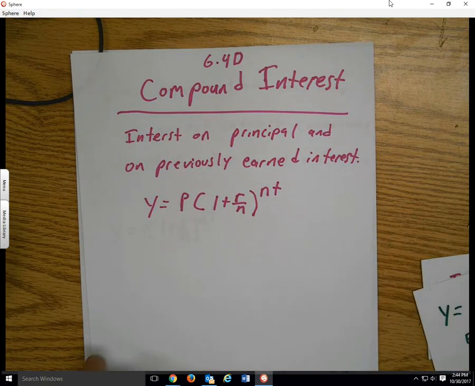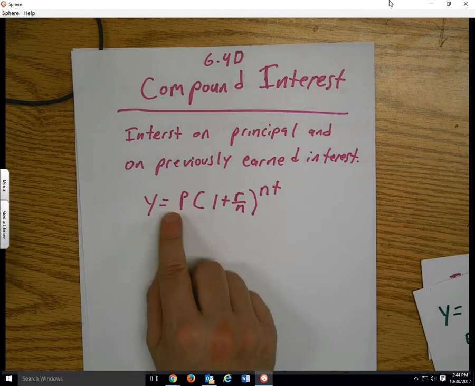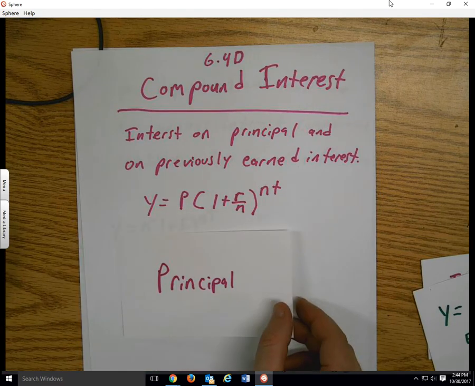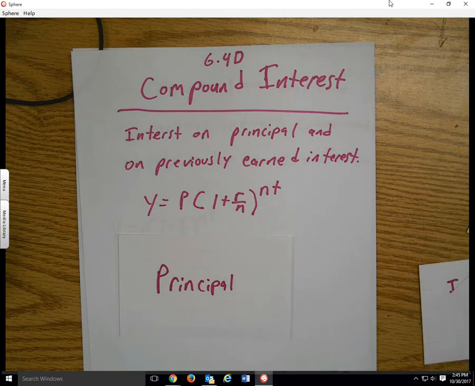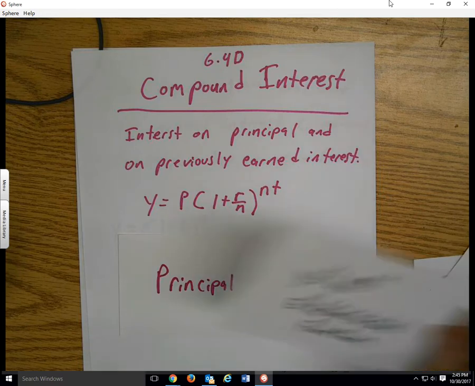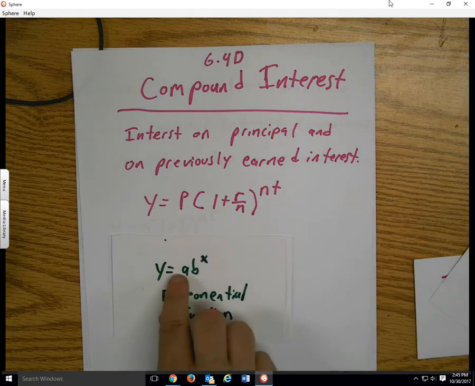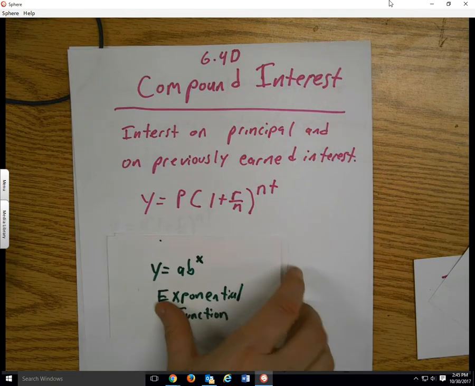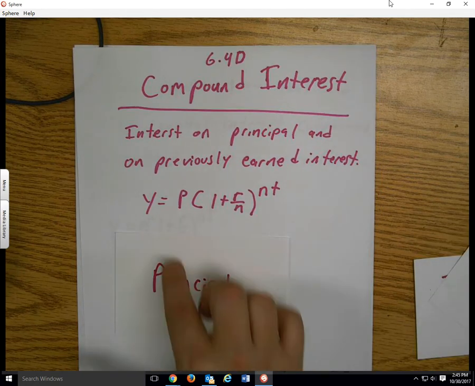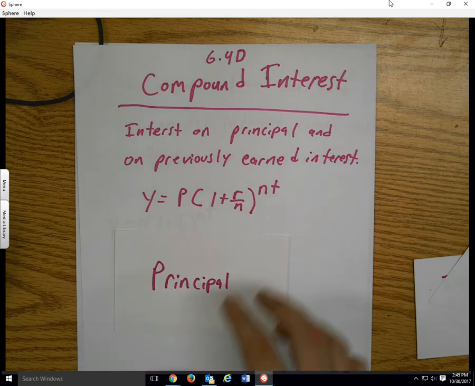And so let me tell you what these stand for. The P stands for the principal. And what that is, just like in the exponential growth and exponential decay and any exponential function, is the initial amount that we start with. In money, when you start with an initial amount, that's the principal. That's the amount of money you start with.